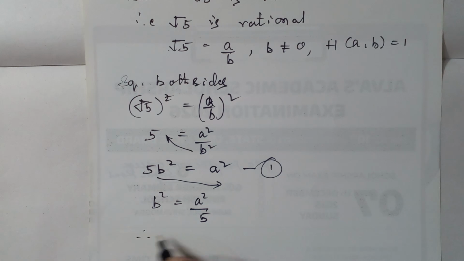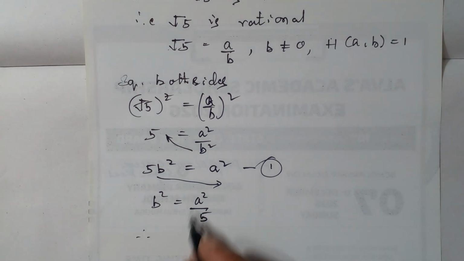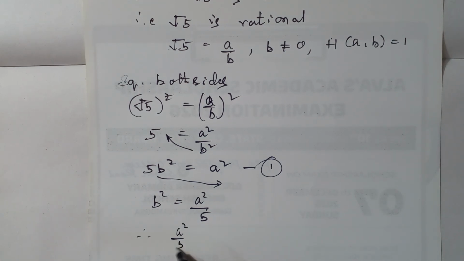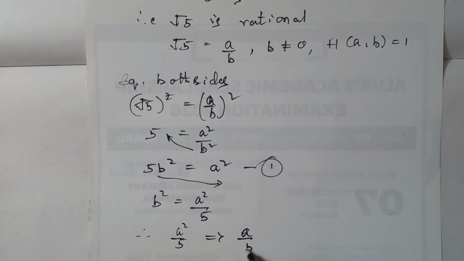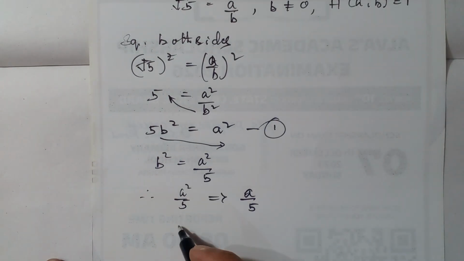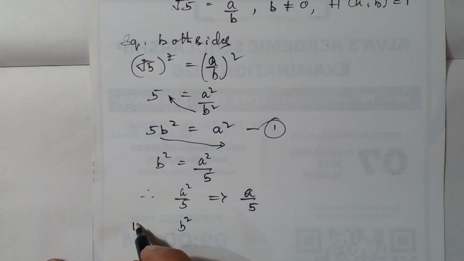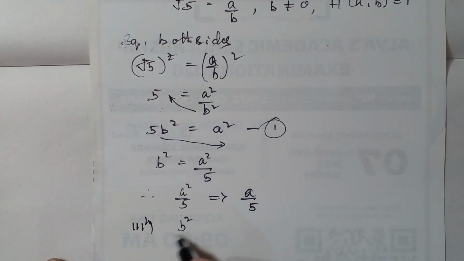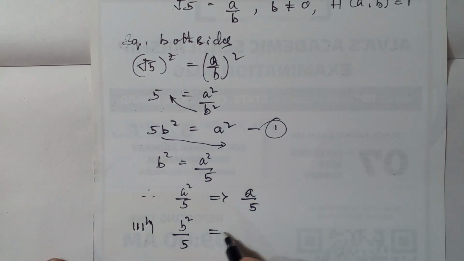So therefore what is happening? That is, a square is divisible by 5. That implies the square root, a, is also divisible by the same prime number, 5. In the same way, you have to show that b square, similarly, is divisible by 5. That implies the square root of b square, that is b, is divisible by the same number, 5.